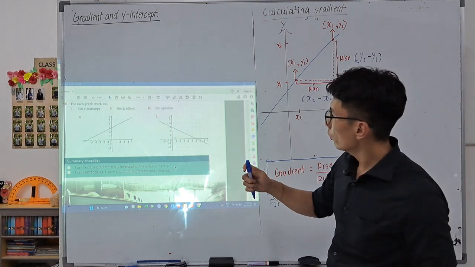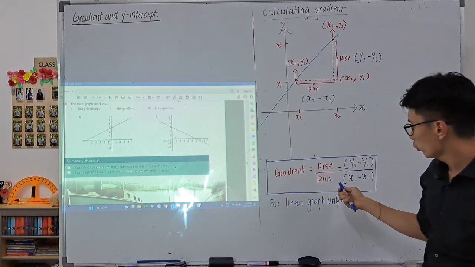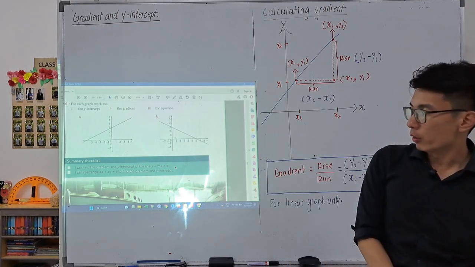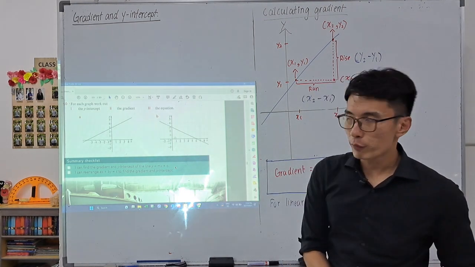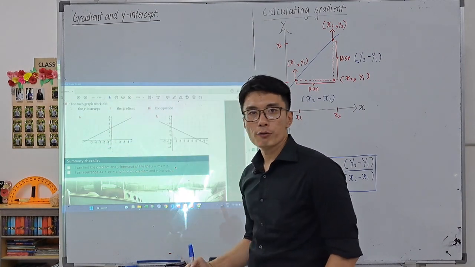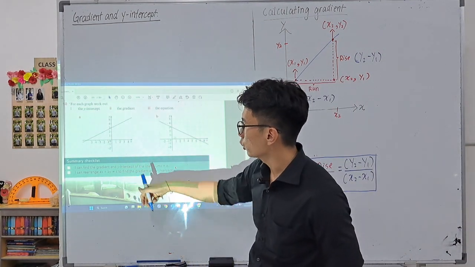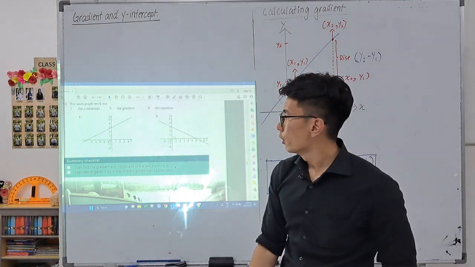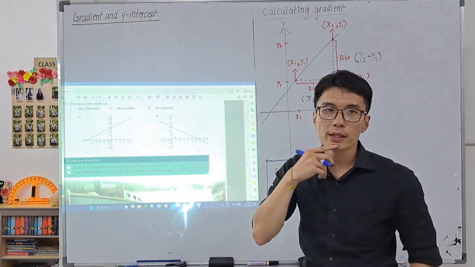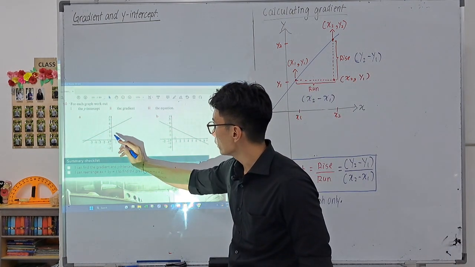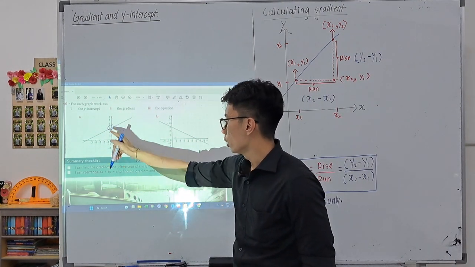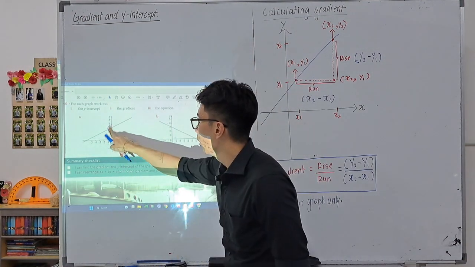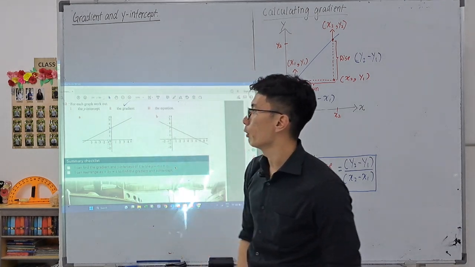Okay, so to show you how to use this formula, let's apply it to these two questions over here. All right, so let's see what we're dealing with. For each graph, they ask us to work out the y-intercept, the gradient, and the equation. The y-intercept is going to be simple. We can see it cuts through 3 over here, so we know the y-intercept is 3. But today we are interested in talking about the gradient.